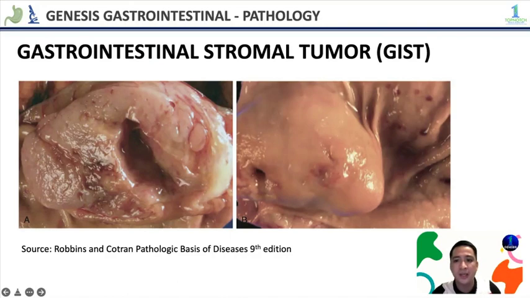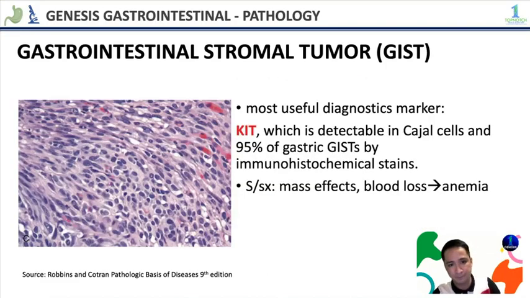This is a whorled appearance, a fleshy mass covered by an intact mucosa. Sometimes they also present as ulcerated. In this image, you will see that this is projected outward to the serosa. So that is gastrointestinal stromal tumor, the most common mesenchymal tumor. In this figure, you will see the nest of whorled pattern appearance of your gastrointestinal stromal tumor.